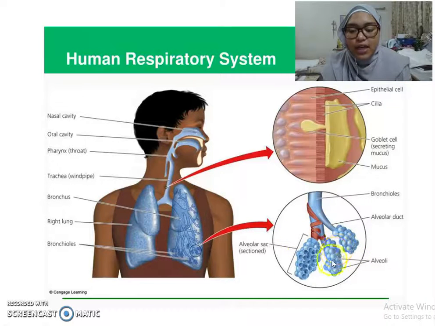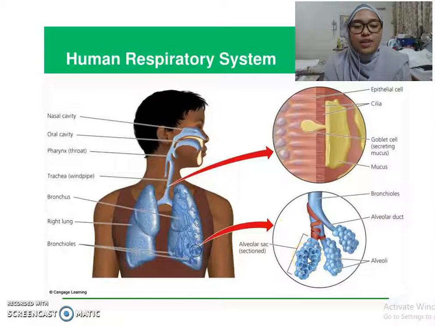These are the alveoli. So the alveolar sac is shaped like a grape. Okay, as we can see here, it's shaped like a grape. It is only one cell thick.